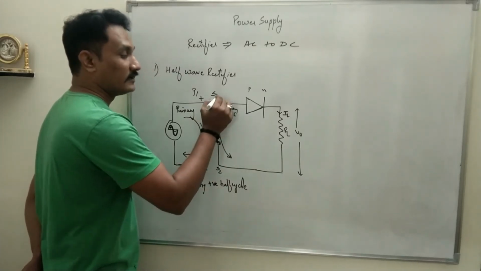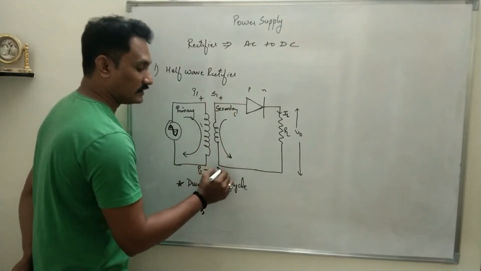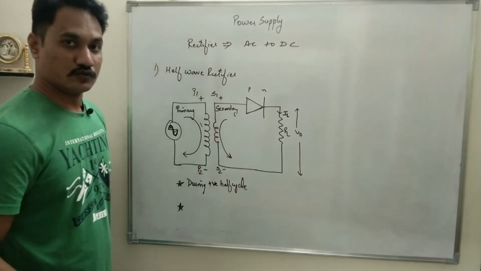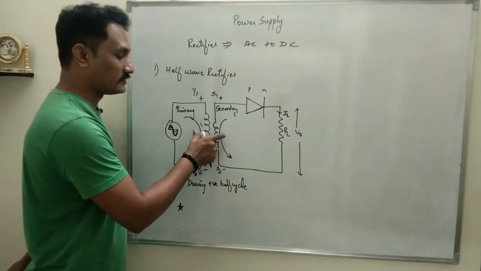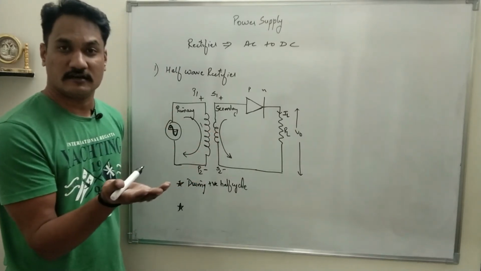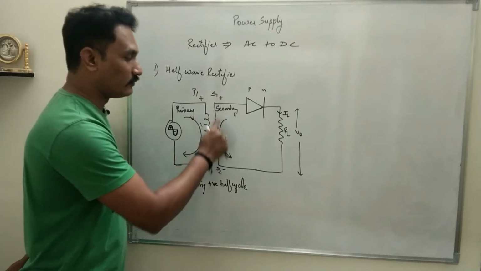That means S1 is more positive as compared to S2. So that is what we will say. Hereafter we will assume that this is what is called mutual inductance in a transformer, and that is how current will flow through the secondary.